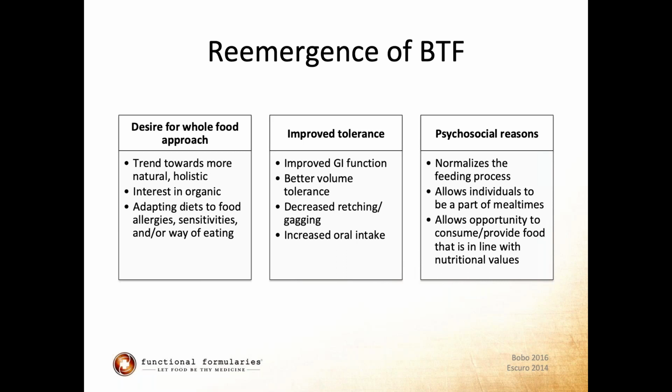Psychosocial reasons are another cited reason for the increased demand. So blenderized diets help to normalize the feeding process for those on feeding tubes. Doing a blended diet allows individuals to be a part of mealtimes. Mealtimes are a very social aspect of our day. So for those that are on feeding tubes, it allows them to be a part of that. They may get to enjoy cooking and being in the kitchen and not feel excluded. So there's most certainly some psychosocial implications here. It also allows individuals to consume and provide foods that are in line with their nutritional values as well.